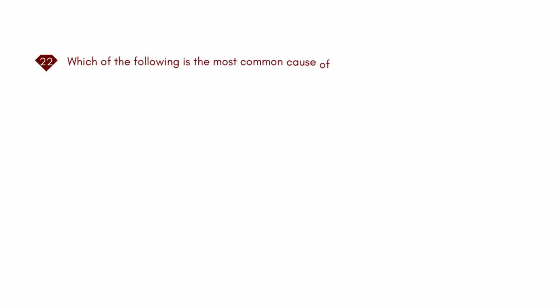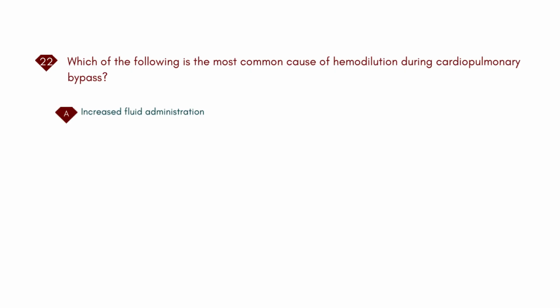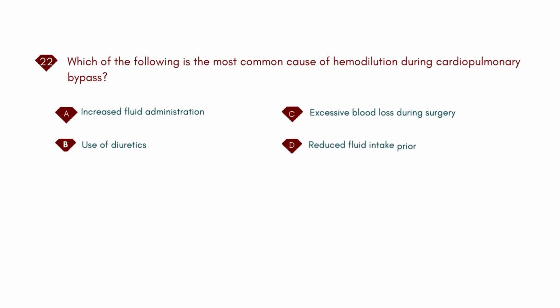Which of the following is the most common cause of hemodilution during cardiopulmonary bypass? A. Increased fluid administration. B. Use of diuretics. C. Excessive blood loss during surgery. D. Reduced fluid intake prior to surgery. Answer: A. Increased fluid administration.